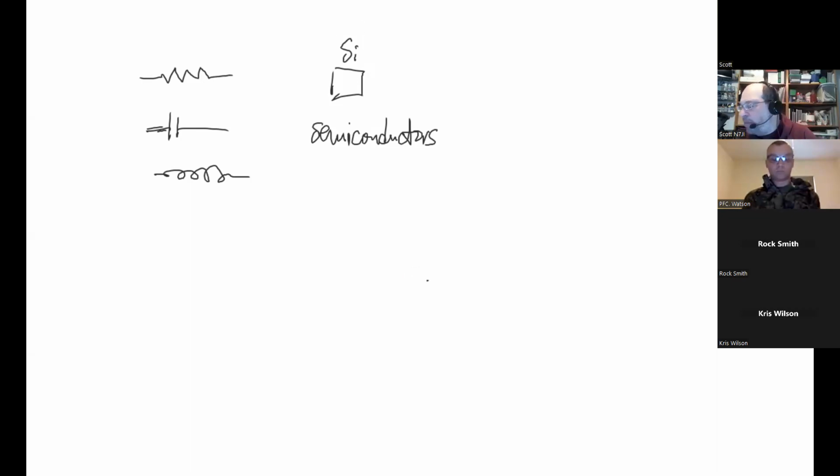There is germanium, but we're not going to deal with germanium today. We're just going to deal with silicon. So basically, silicon is sort of, it's not really a conductor, but it's not really an insulator either. It's in between.